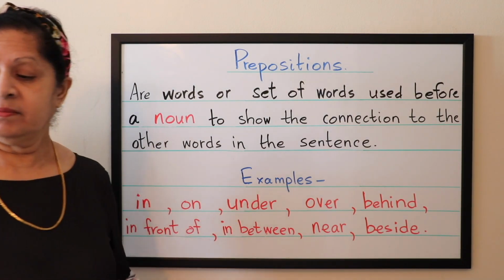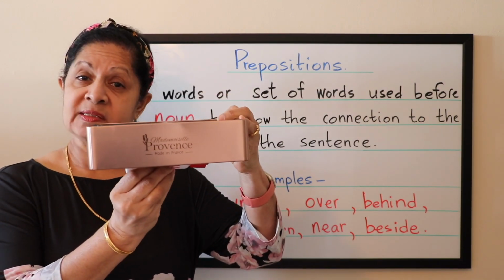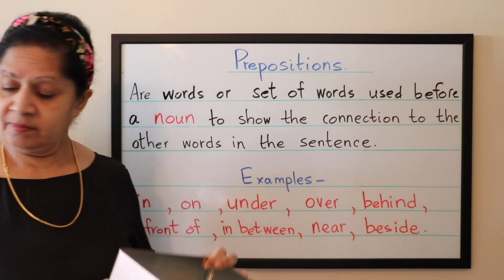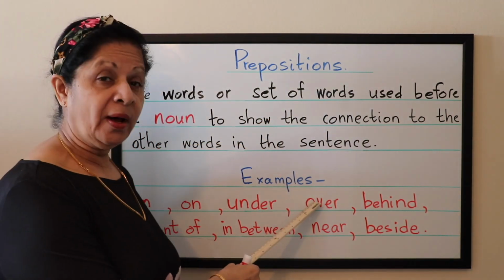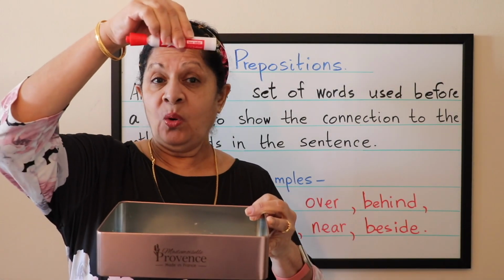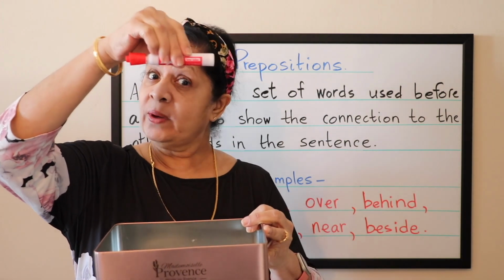Under. The pen is under the box. Over. The pen is kept over the box.